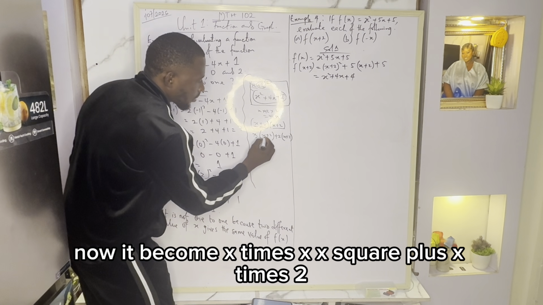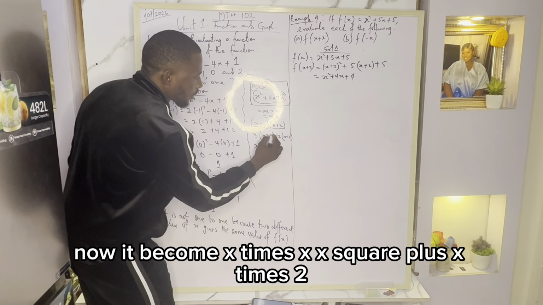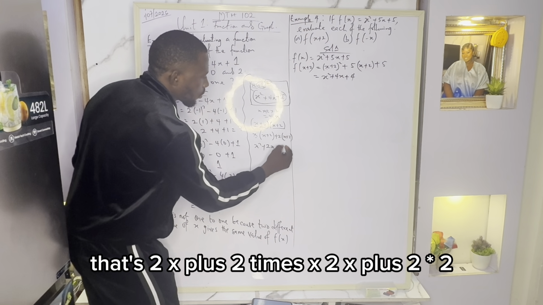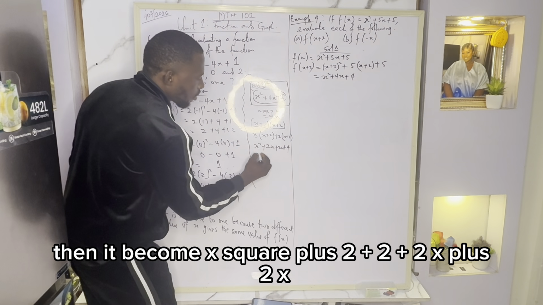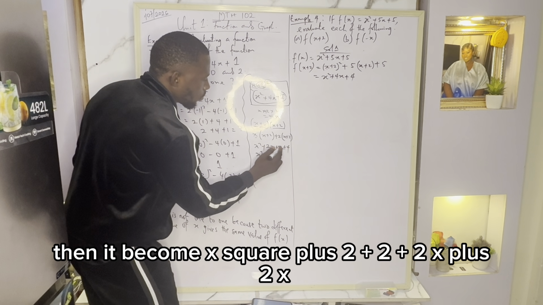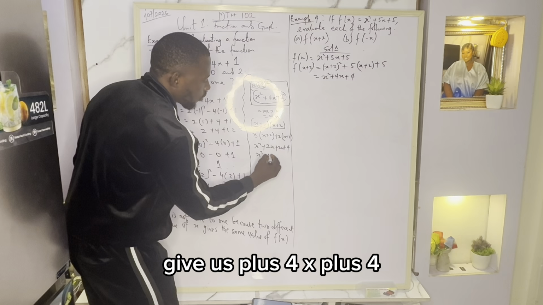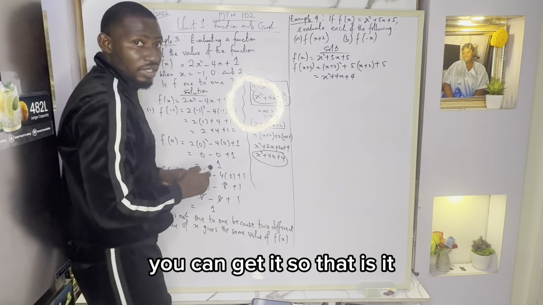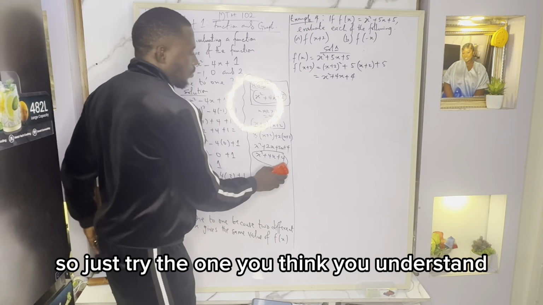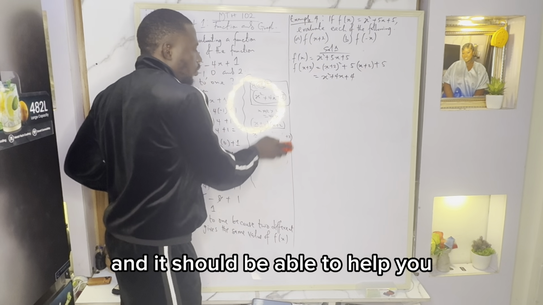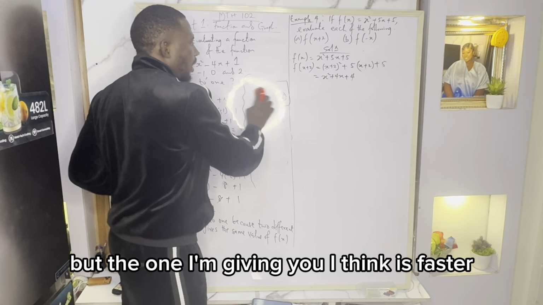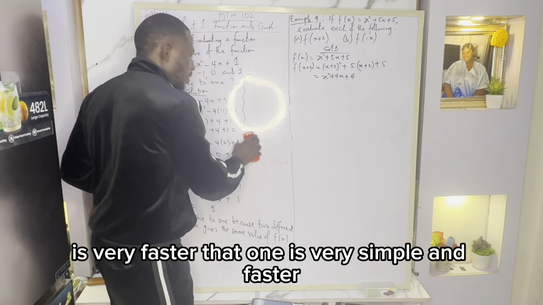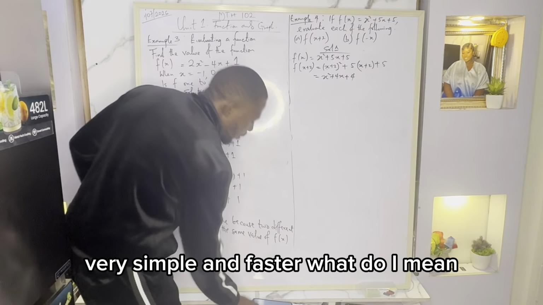Now it becomes x times x, x squared, plus x times 2, that's 2x, plus 2 times x, 2x, plus 2 times 2, that is 4. Then it becomes x squared plus 2x plus 2x, which gives us plus 4x plus 4. That is how we have this and this. You can get it. So just try the one you think you understand, and it should be able to help you. But the one I'm giving you, I think is faster. That one is very simple and faster, so depending on how you understand it.